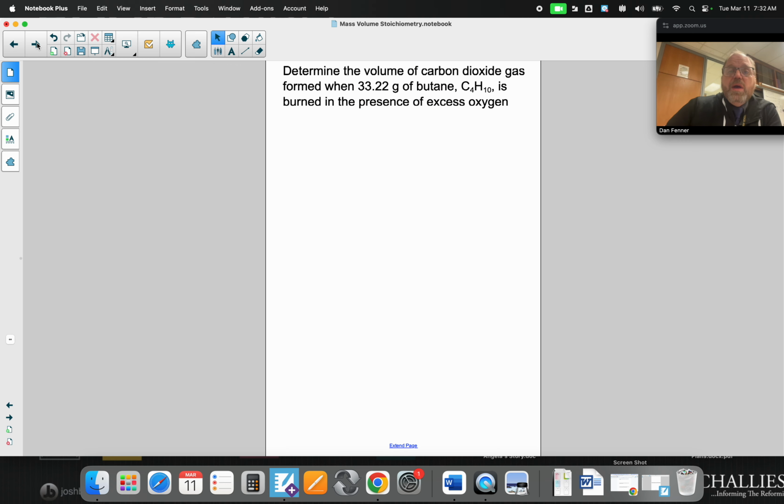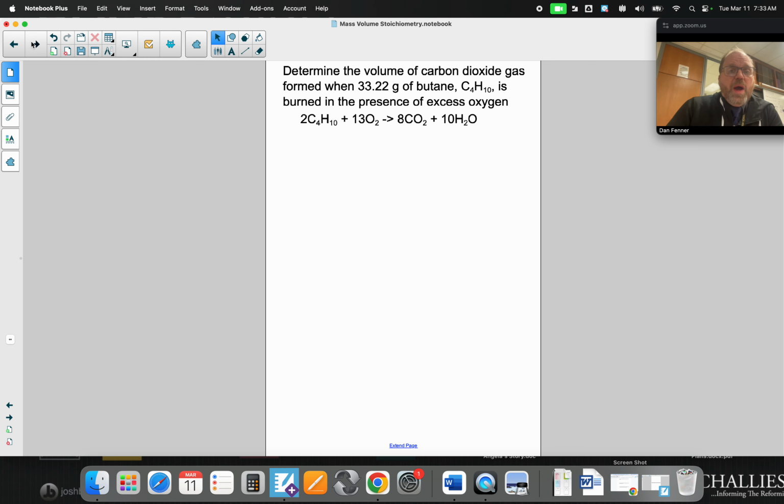Determine the volume of carbon dioxide gas formed when 33.22 grams of butane, C4H10, is burned in the presence of excess oxygen. Now, I don't have "reacts with," but I have the word "burns," because that shows that it's combustion. Remember, the products here are CO2 and H2O. So balance it up. I'm going to put a 2 in front of the C4H10 because I end up with a 5, and that gets odds and evens, so we're going to double it up. So 8 and 10, and that gives us 16 plus 10, 26, 2, 13. So there's our balanced equation.